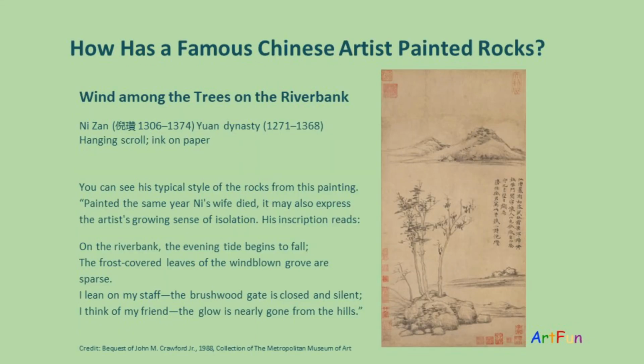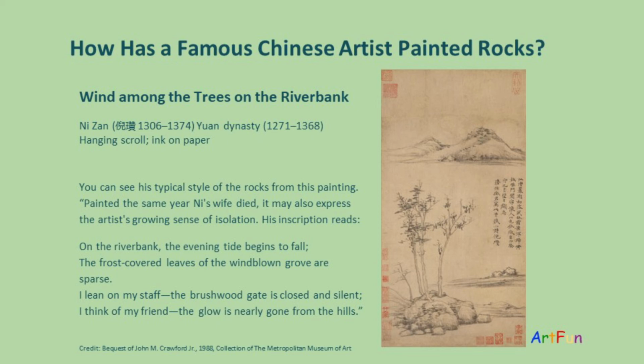How has a famous Chinese artist painted rocks? Wind among the trees on the riverbank. Ni Zan, Yuan dynasty. Hanging scroll. Ink on paper. You can see his typical style of the rocks from this painting.